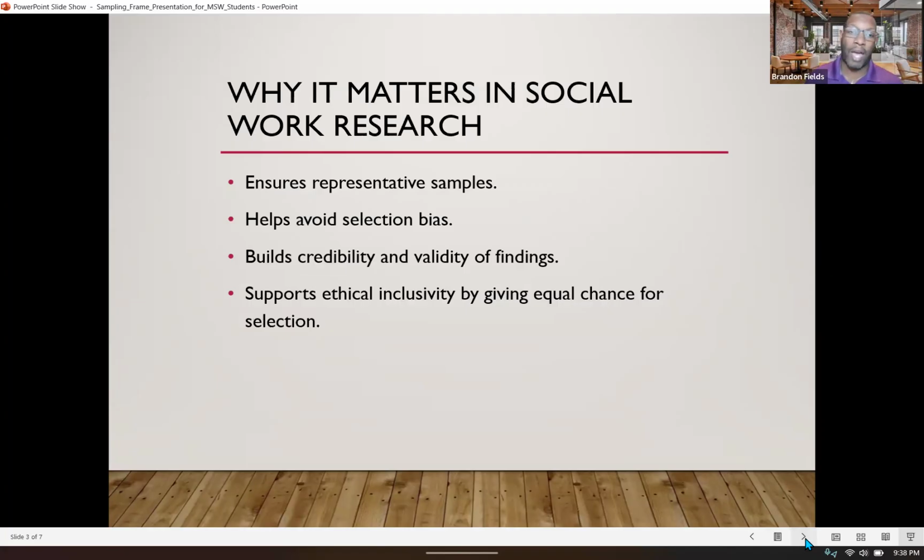And so why does it matter? Well, it ensures that your study uses a representative sample. It avoids selection bias. It also builds your credibility and validity of your findings. And last but not least, it ensures that participants have equal chance of being selected for your study.